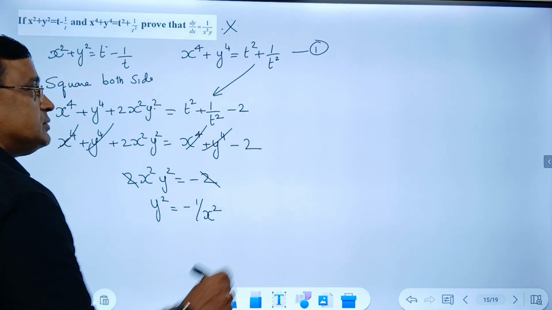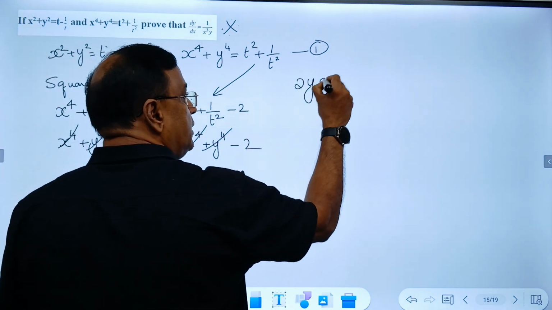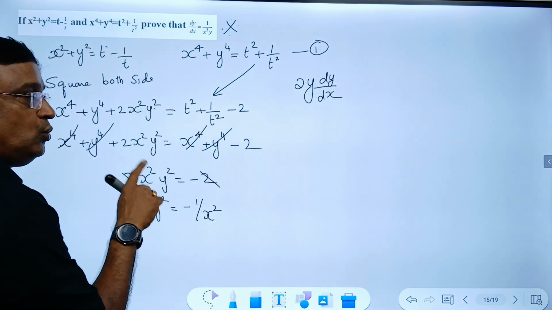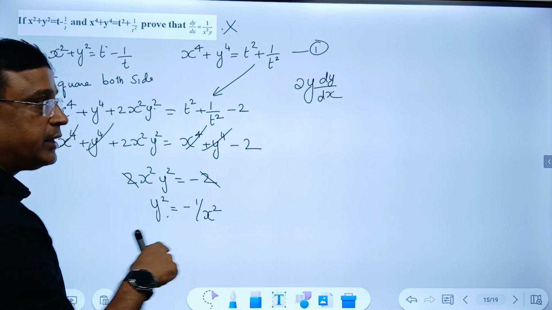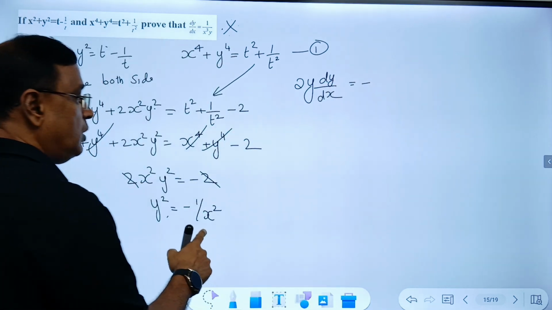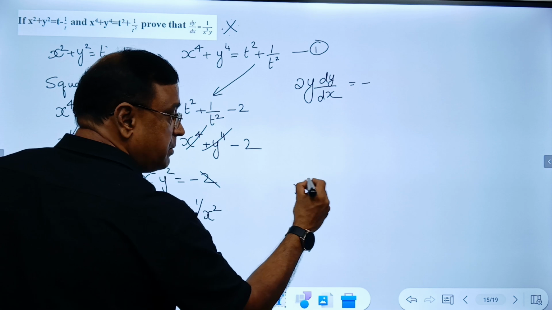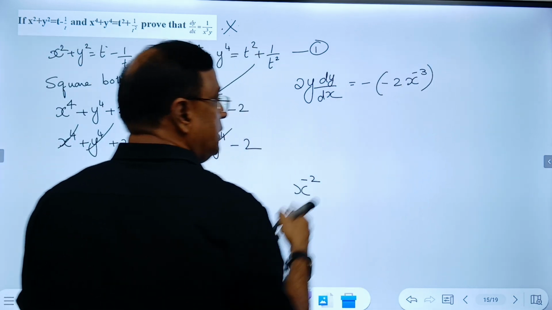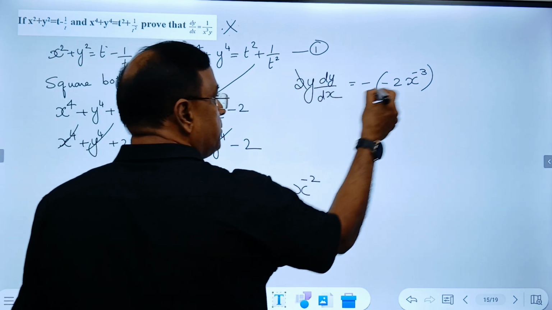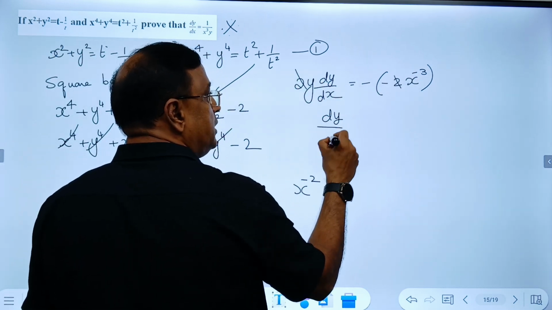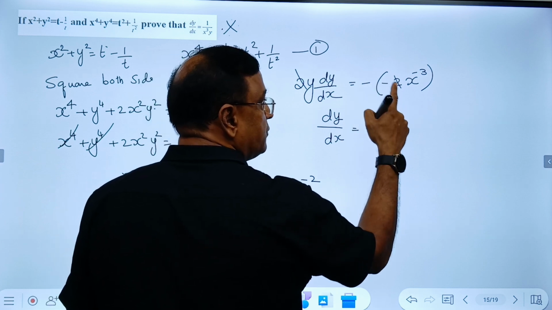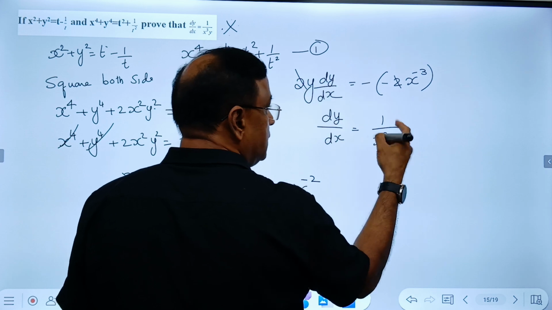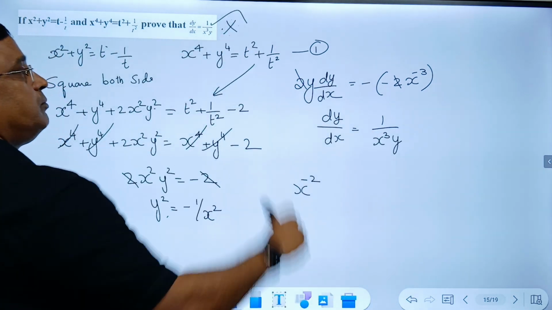So now to differentiate. What is the differentiation of y square? 2y into dy by dx. How did I get that? Chain rule. Differentiation of y square, 2y. Differentiation of y, dy by dx. Equal to minus into, what is differentiation of 1 by x square? It is actually x power minus 2. How do I do that? Minus 2 x power minus 3, right? n x power n minus 1. 2 can be cancelled. So dy by dx will be minus into minus is plus, x power minus 3 is 1 by x cube, bring the y down. This is what I wanted to prove.